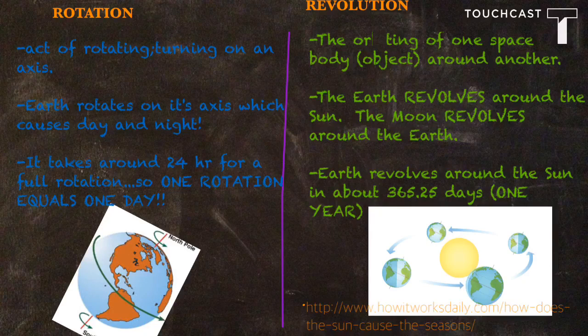Where if we look on the right, we see revolution. Revolution of the Earth takes a little bit longer. It's the orbiting of one space body or object around another. The Earth revolves around the Sun. The Moon revolves around the Earth. The Earth revolves around the Sun in about 365.25 days, or 1 year.